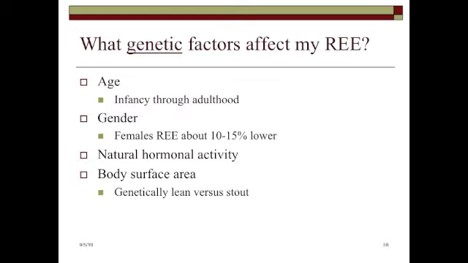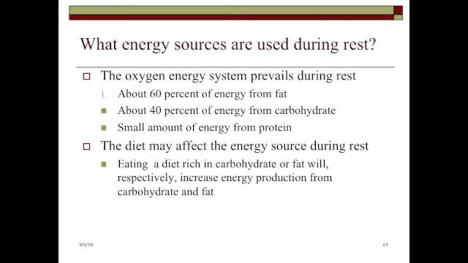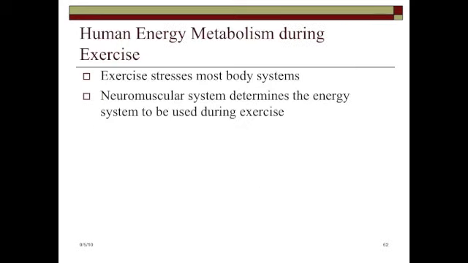Some genetic factors that affect your REE are age, gender, your natural hormone activity, and body surface area. Some environmental factors are cold weather, hot weather, altitude, cigarette smoking, and caffeine. What energy sources are used during rest? The oxygen energy system, the aerobic system, prevails during rest. About 60% of energy is from fat and about 40% from carbs, with a very small amount from protein. Eating a diet rich in carbs or fat will respectively increase energy production from carbohydrates and fat.